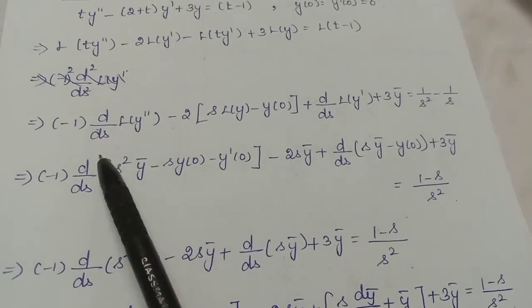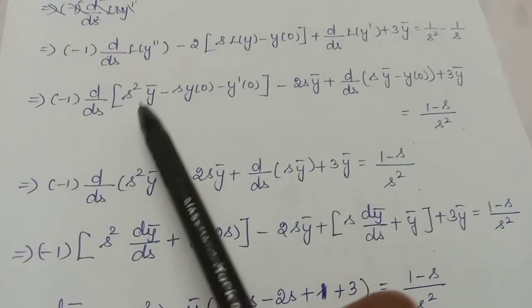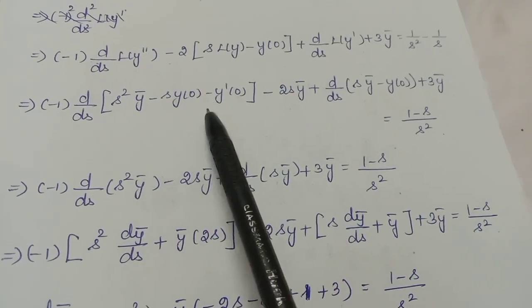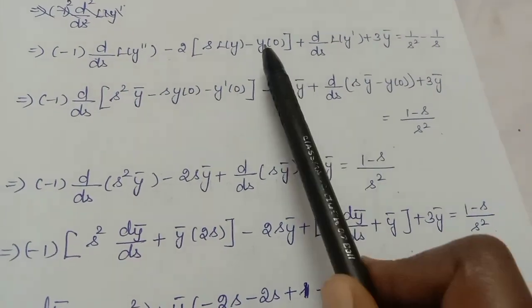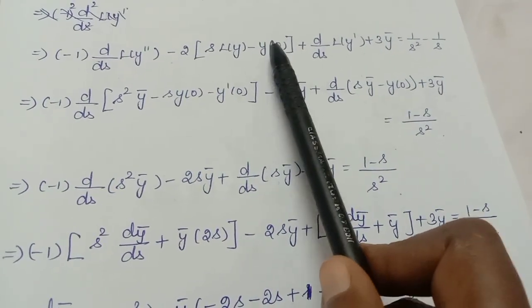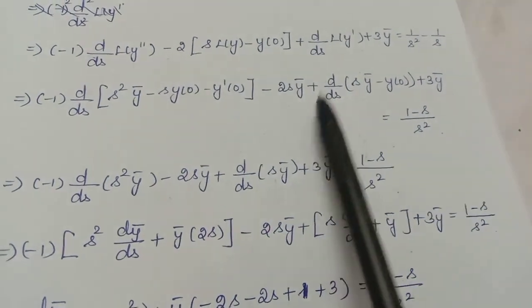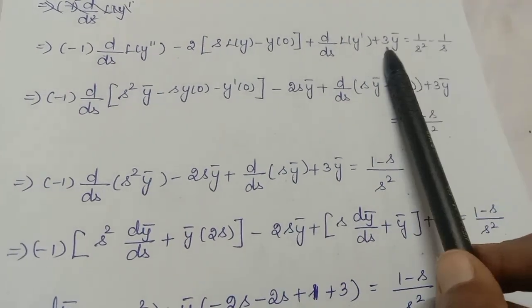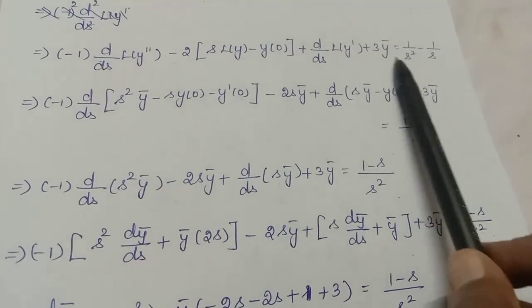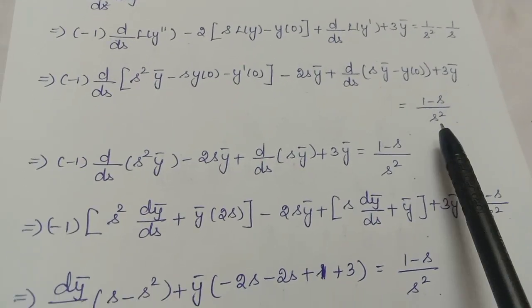So minus 1 into d by ds of, this is s square into y bar minus s into y of 0 minus y dash of 0 minus 2s into y bar. Okay, y of 0 is 0 given in the question, so no need to write it, plus d by ds of, for this one the formula is sy bar minus y of 0 plus 3y bar equal to, here you take LCM, it will be 1 minus s by s square.